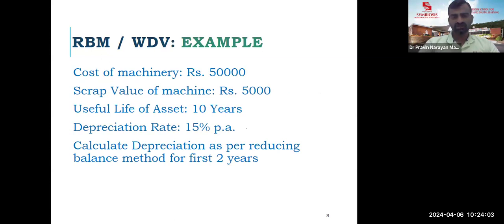Now, cost of machinery is 50,000. The scrap value of the machine is 5,000. The useful life of the asset is 10 years. The depreciation rate is 15% per annum. Now, we have to calculate the depreciation as per the reducing balance method or written down value method for the first 2 years. You can just note down this example. Again, I am repeating: cost of machinery is 50,000, scrap value 5,000, the life of the asset is 10 years, depreciation rate is 15%, and we have to calculate the depreciation amount for the first 2 years using this method.